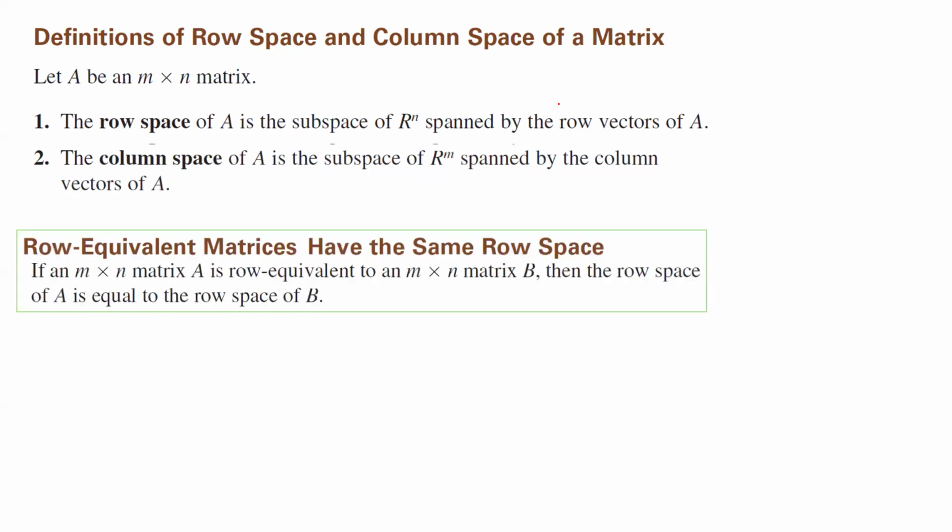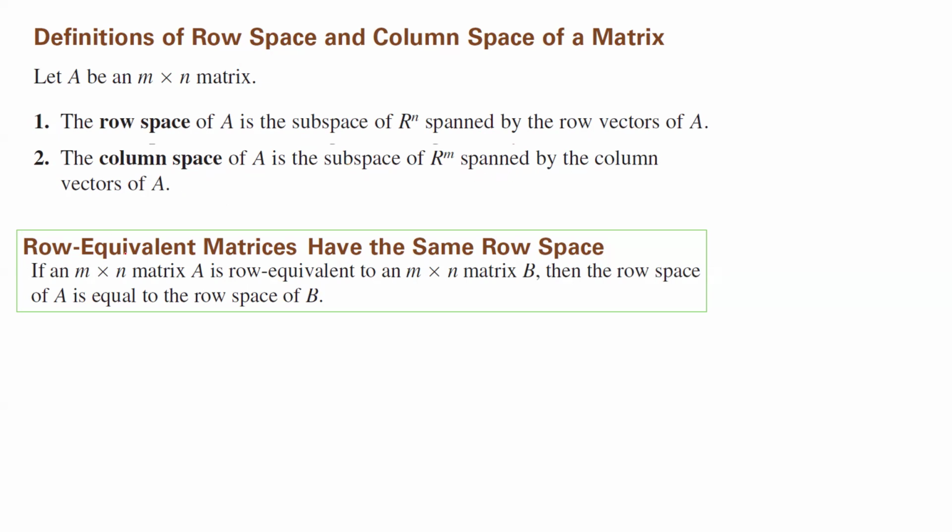Well, if you have matrices that are row equivalent to each other, they're going to have the same row space. If A is an m by n matrix, and it is row equivalent to an m by n matrix like B, then the row space of A is the same as the row space of B. And again, remember, the row space is a subspace spanned by rows. Column space is the subspace that is spanned by the columns.